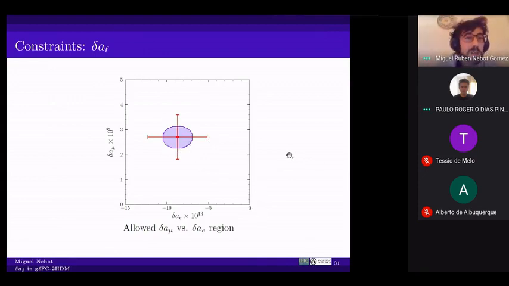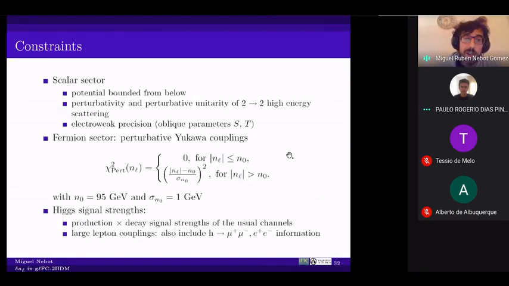For the remaining constraints, in the scalar sector, your usual requirements are a bounded potential, perturbativity is respected, and electroweak precision in those oblique parameters. You also require your Yukawa couplings to remain perturbative.